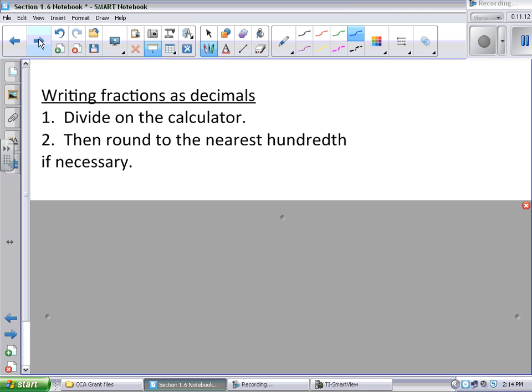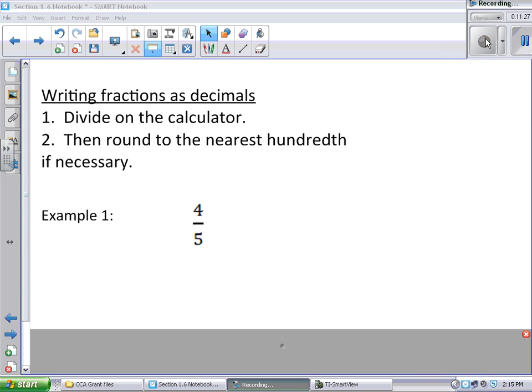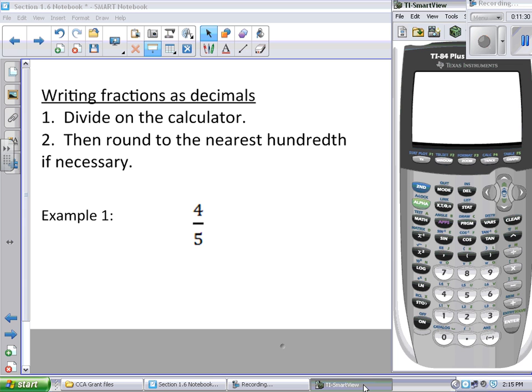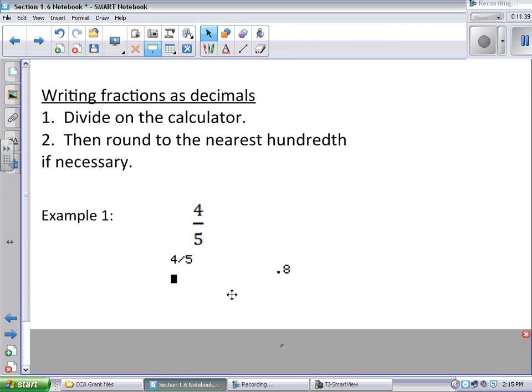We talked about writing decimals as fractions. Now we're going to talk about writing fractions as decimals. Here's a place where we are going to use our calculators to divide on the calculator and then round to the nearest hundredth if necessary. So in example 1, it says we have 4/5. If I do 4 divided by 5 on my calculator, it tells me it's 0.8. Now, do I need to round to the nearest hundredth? No, because this is already a relatively nice number.